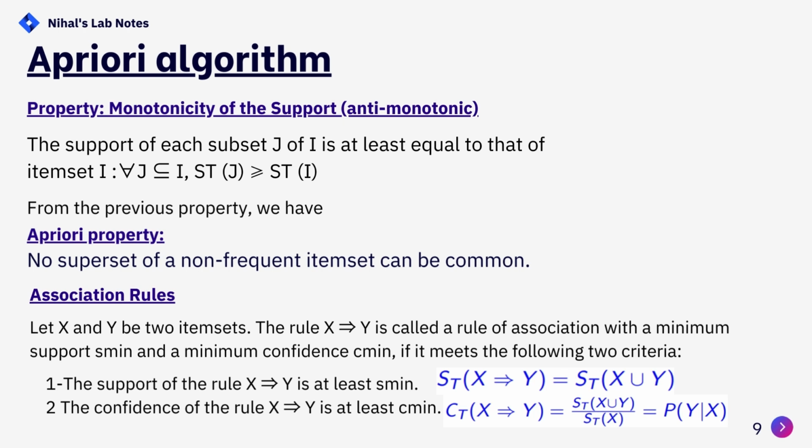As you see, the support of an association X implies Y is equal to the support of X union Y. The confidence of an association X implies Y is just the support of X union Y divided by the support of X. All of this is just properties, it's a lecture as you know. So in the next video we are going to see an example of the Apriori algorithm in more detail, so don't worry.